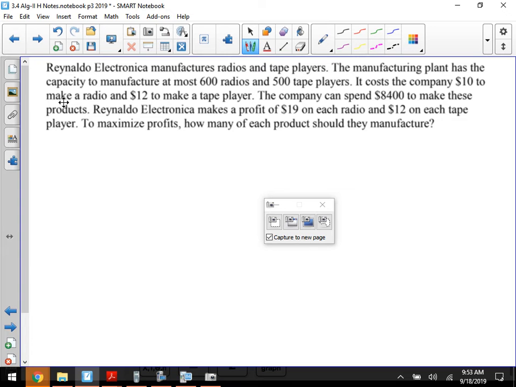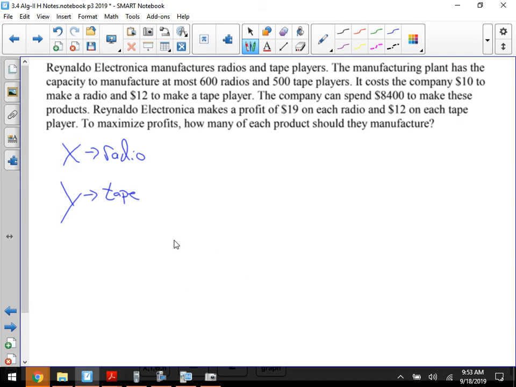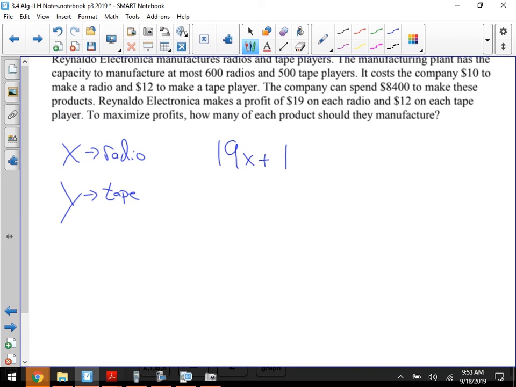But what do they say first in the sentence? Radio or tape deck? Radio. So I'm going to call my X values the radio, my Y values the tape players. Your goal here, ladies and gentlemen, is to, again, maximize your profit. So go back and reread the problem, and you'll find that you get profit on a radio at $19 and $12 for the tape player. So we have 19X plus 12Y as our objective. Okay, so far so good?